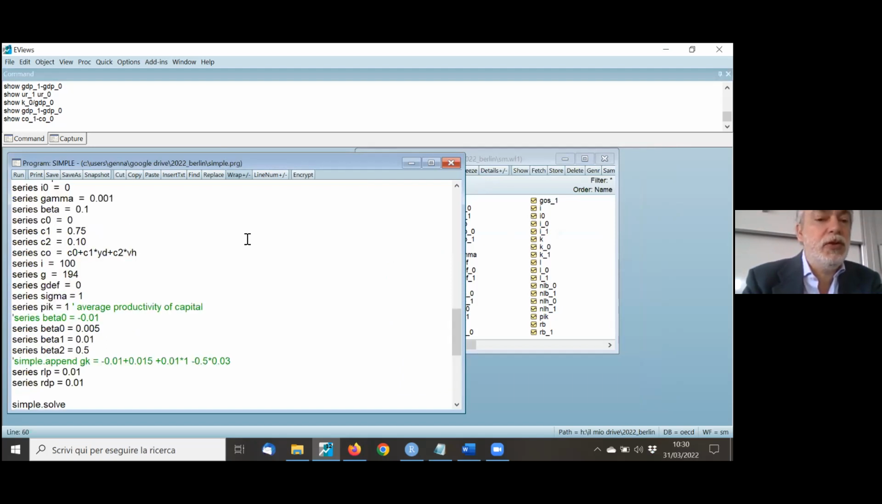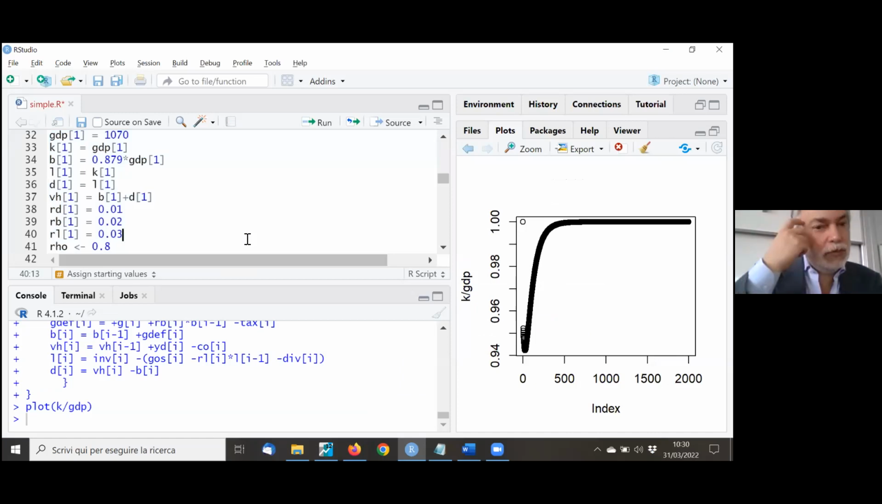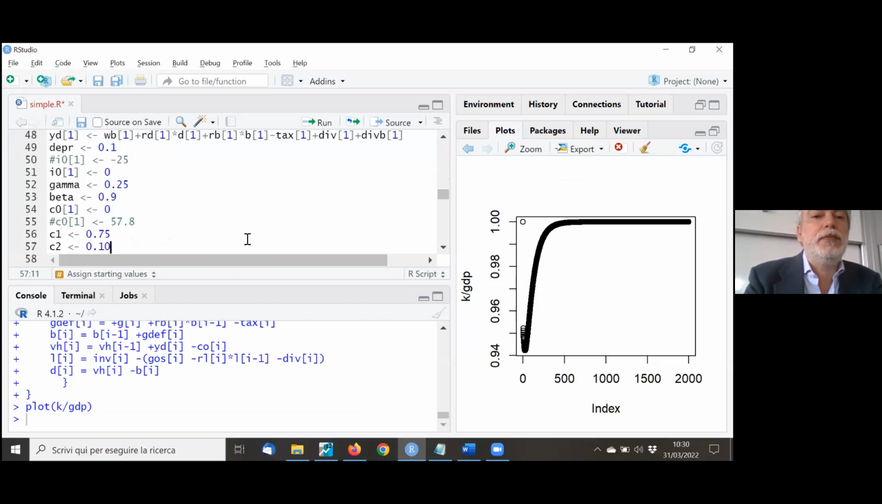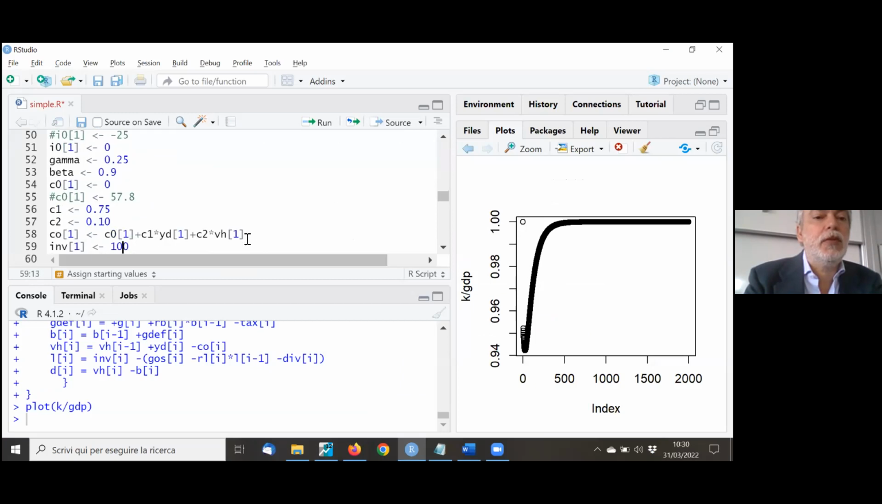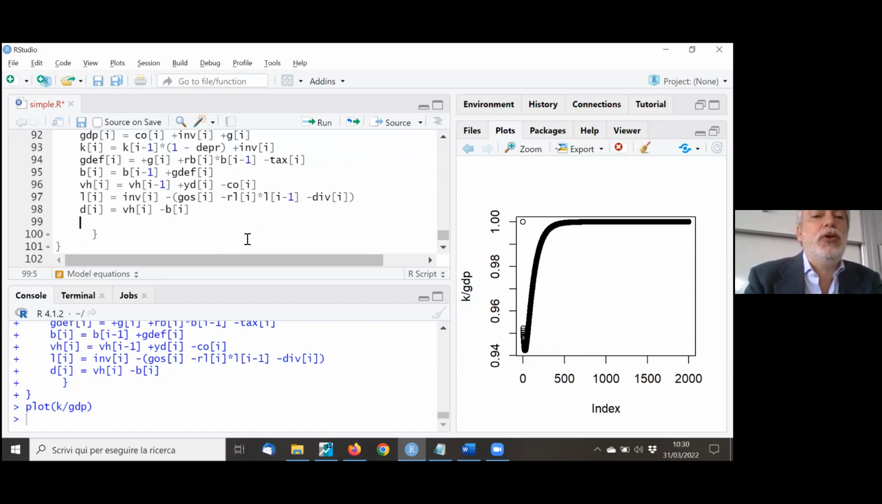So let's also modify this in R. And we need to add these two additional equations: RL equal to RB plus RLP.